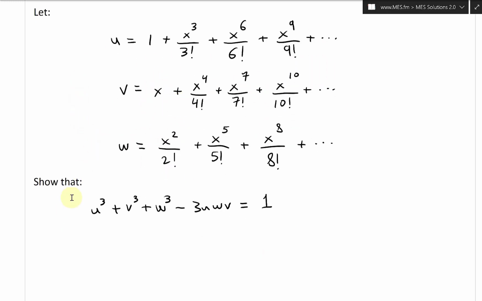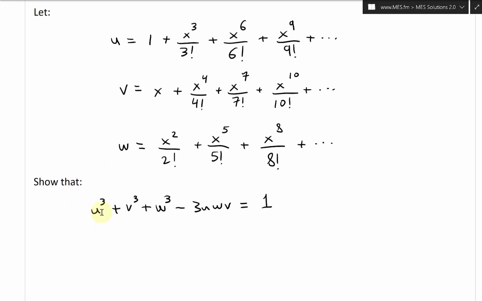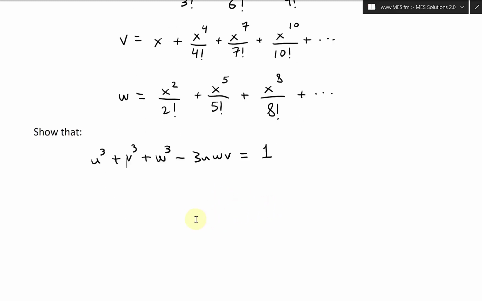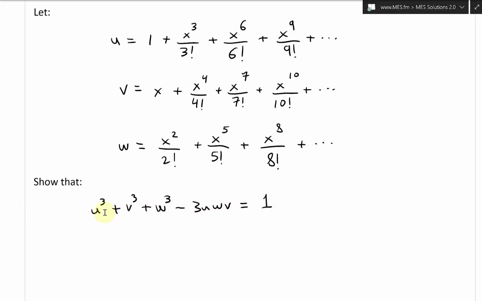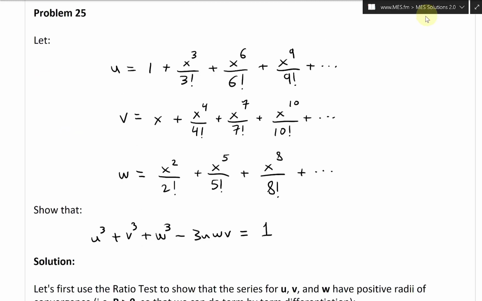So that's what we're given. Then we're asked to show that u to the power of 3 plus v to the power of 3 plus w to the power of 3, minus 3 times u times v times w, equals 1. So we can actually do implicit differentiation here, take derivatives of this, make them all related, and throw that in there. So that is what it looks like we should be doing.